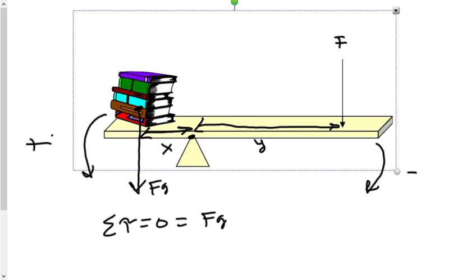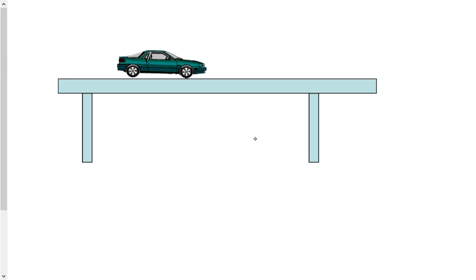So force gravity x. Okay, and I'm not going to include the sine of theta this time because we are at 90 degrees. And then we'll say minus that force multiplied by the distance y. So if we know our distances, we can easily figure out our force required to hold those books up. What about another application? A simple bridge.